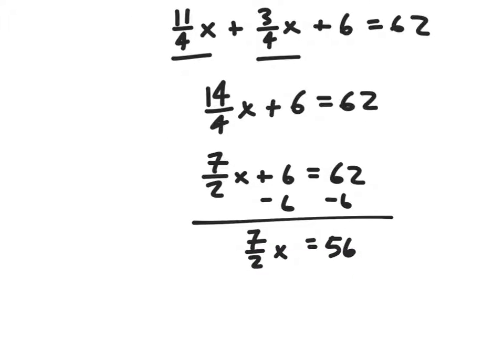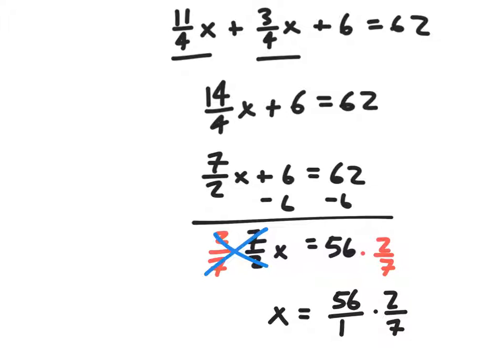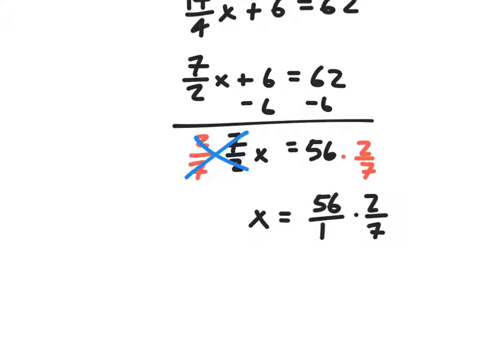Now, what I want to do is multiply this by the reciprocal to move it over. So I'm going to multiply it by 2/7, multiply this by 2/7. Okay, everything over here is going to divide out, and we're going to get that x is equal to 56 over 1 times 2 over 7. So 56 times 2 gives me a value of 112. Okay, so x is equal to 112 over 1 times 7, which is 7. So now we're just going to divide that by 7, and that's going to give us a value of 16.